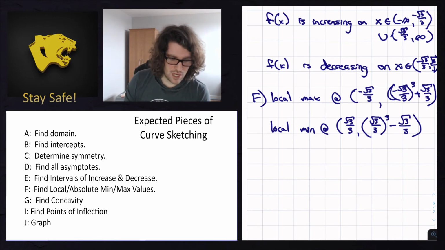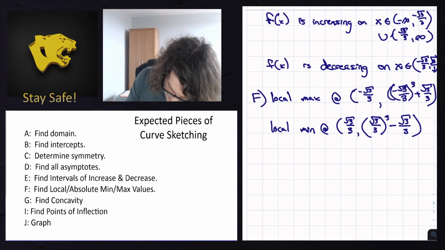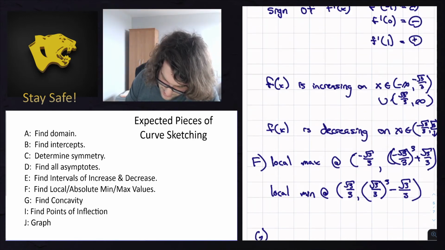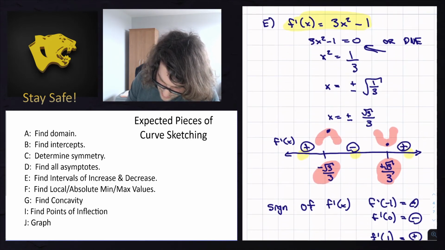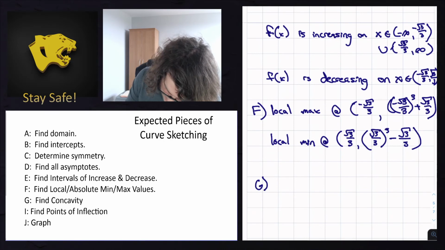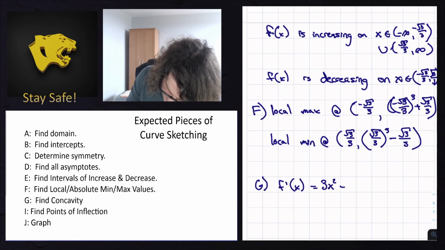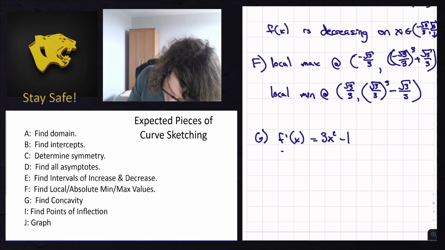So next up, we're going to find concavity. In order to find concavity, we take the first derivative that we already have, which is 3x squared minus 1. So I'll just rewrite that here: 3x squared minus 1. And then I'm going to take the derivative of that, which gives me 6x.